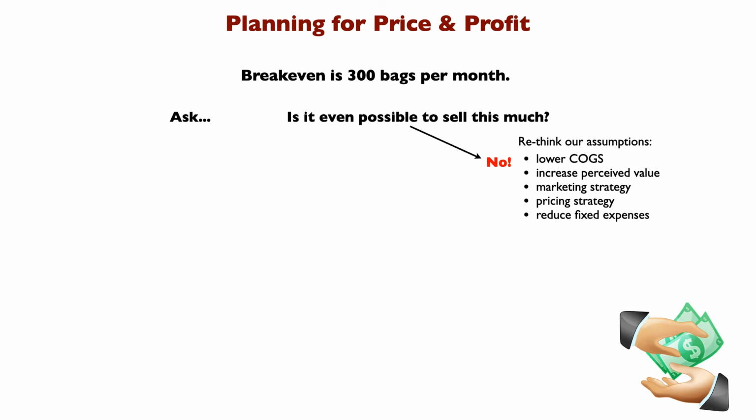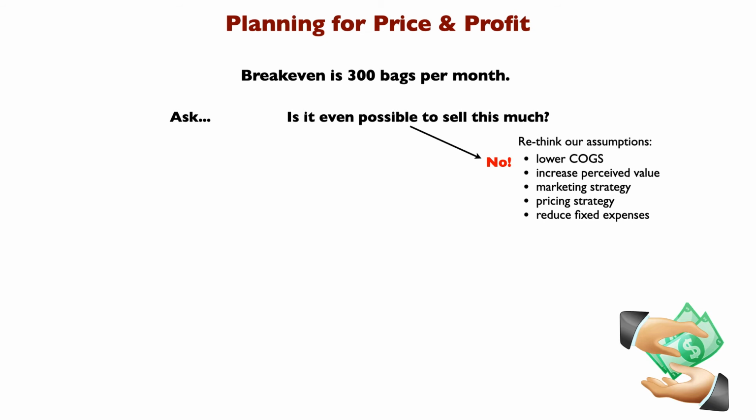Perhaps there's a way we can lower our cost of goods sold. Maybe we can find a distributor who sells the same quality bag, but for less than $5.50. Or even go to the same distributor and ask, what's the next volume discount? If we buy 200 bags at once, maybe we can get a lower price, maybe $5 a bag, or maybe even $4.50 a bag. We can also look at how we can increase the perceived value of our bag and therefore increase the sale price. People are willing to pay a higher price if they see a higher value.